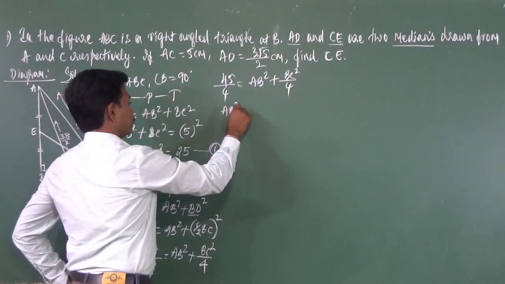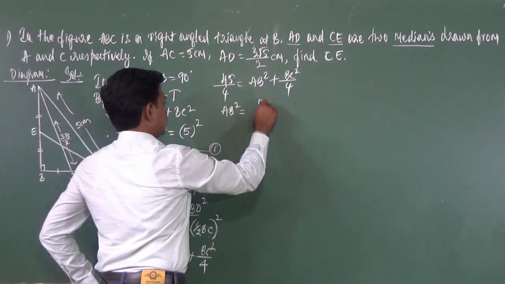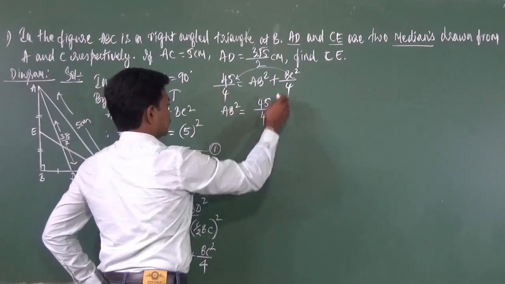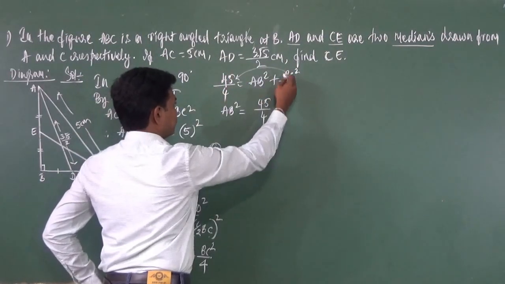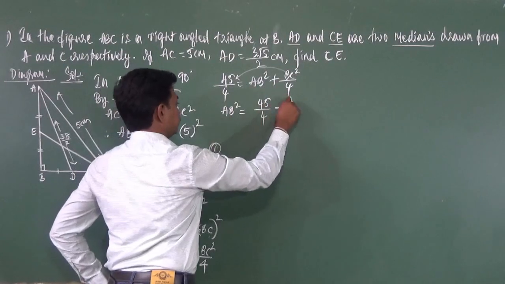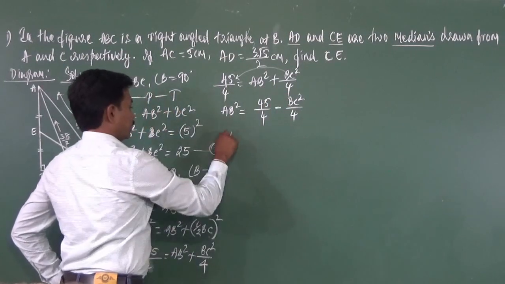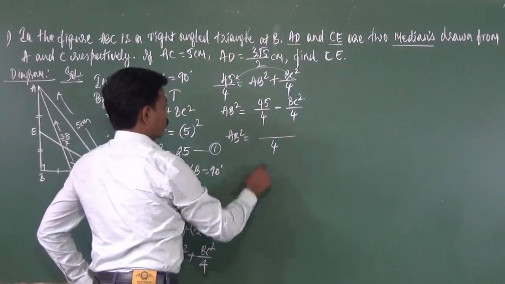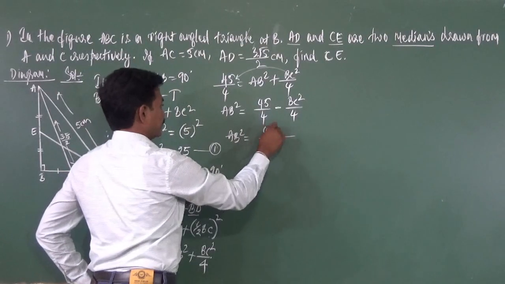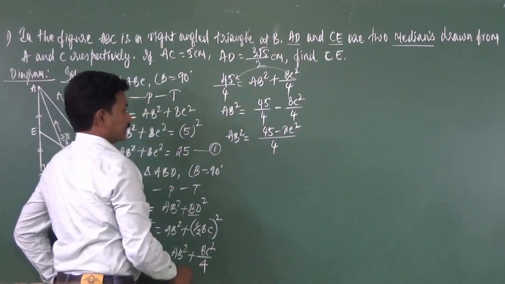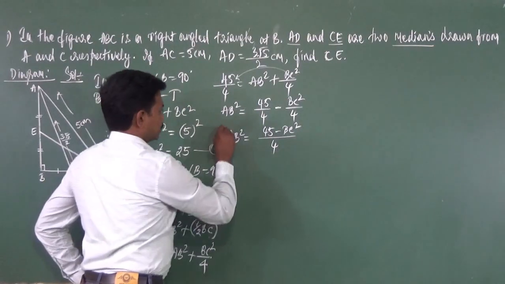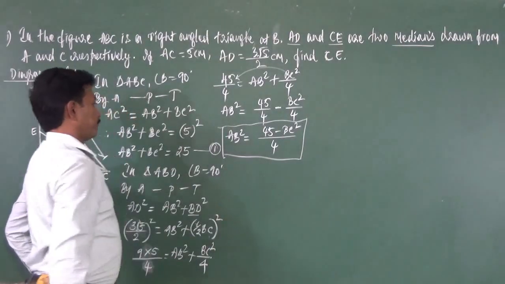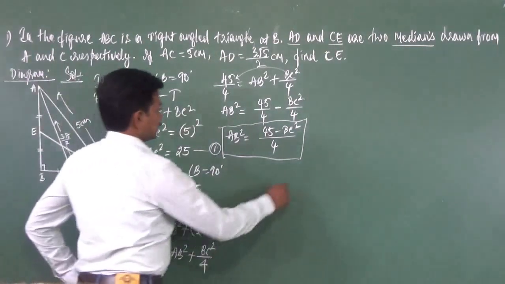So if you make AB square as the subject, 45 by 4 remains in the LHS as it is, but BC square by 4 will be transposed to this side. So therefore plus BC square by 4 becomes minus BC square by 4. Okay, so AB square is equal to, for 4 and 4 LCM is 4, 45 by 4 into 4 is 45 minus BC square. So okay, we will stop it here. We will make AB square as the subject and we will stop it here. Okay, so now let us take this as equation 2.